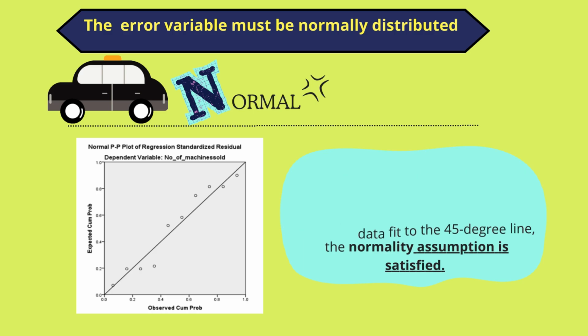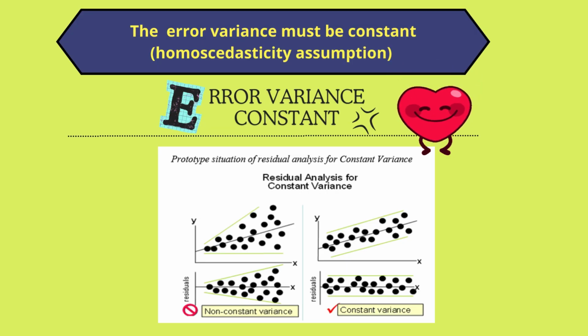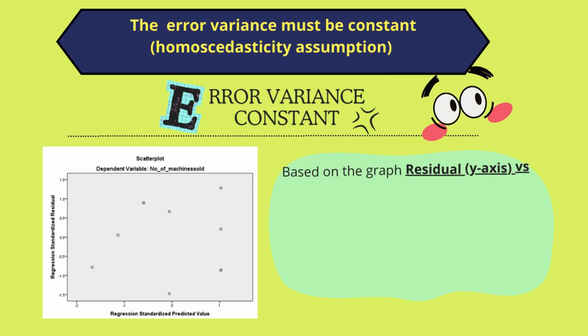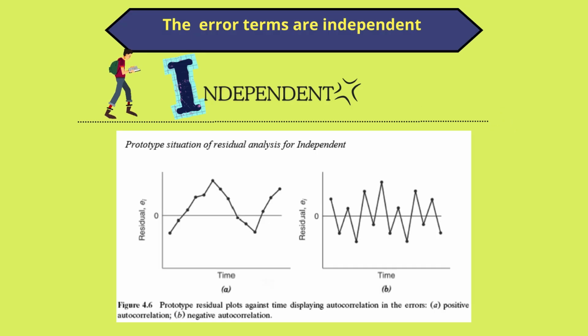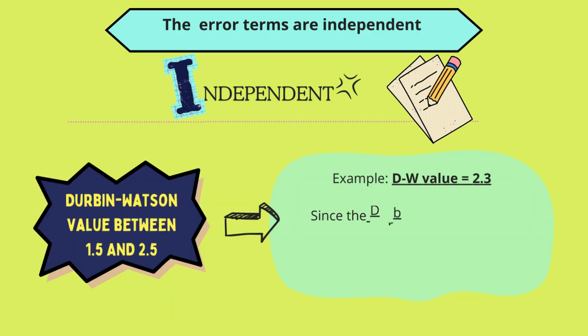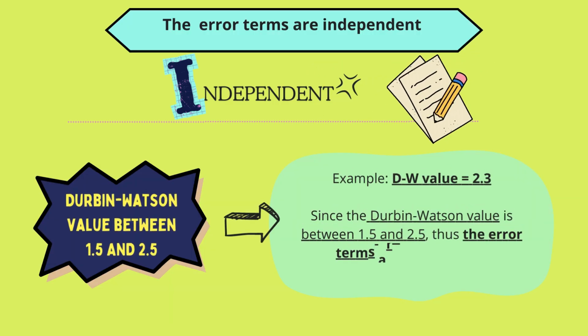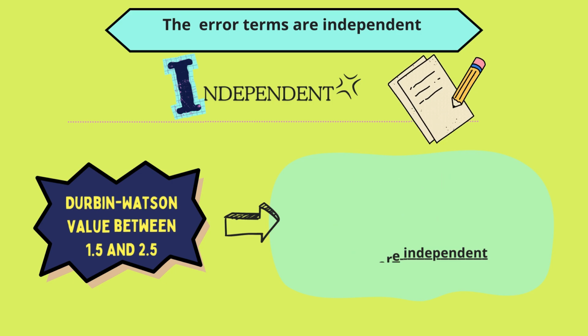Third, the error variance must be constant. Based on the graph of residual y-axis versus predicted x-axis, since the residual plots are randomly scattered, the error variance is constant, or the homoscedasticity assumption is satisfied. Fourth, the assumption of independent error terms can be examined by using the Durbin-Watson value. The DW value must be between 1.5 and 2.5.